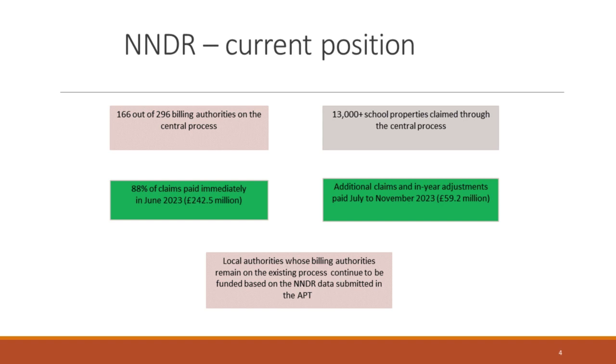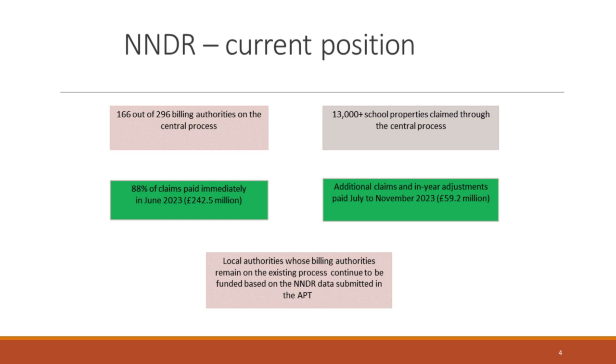So this is the second year of the rollout. We have got 106 billing authorities on board now, and we've paid just over 13,000 school properties that have claimed through the central process. In terms of the data for this year, for 23-24, 88% of the new claims were immediately paid in June. So that's where billing authorities submitted claims to us by the May deadline, and we were able to make those payments in June.